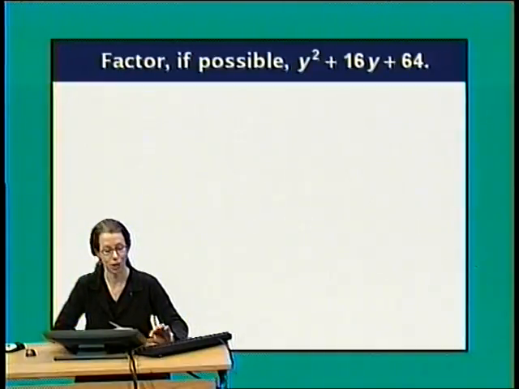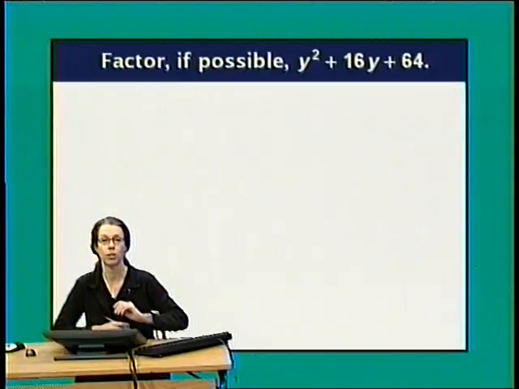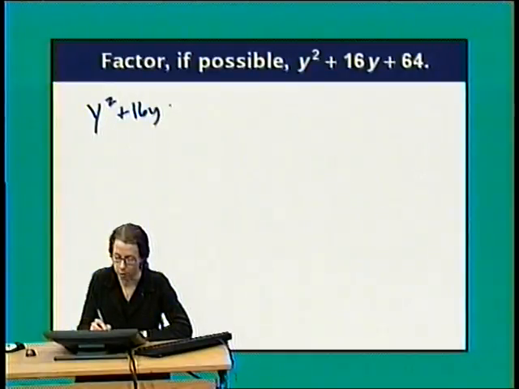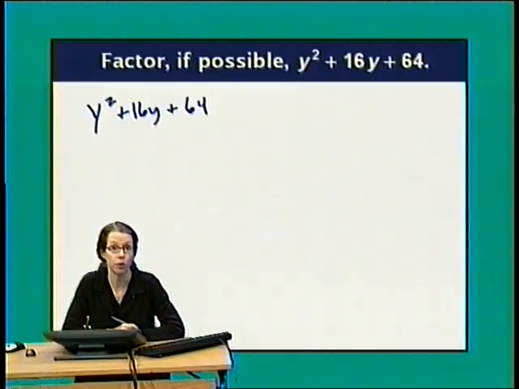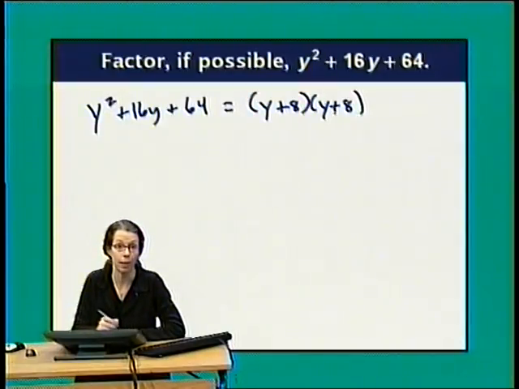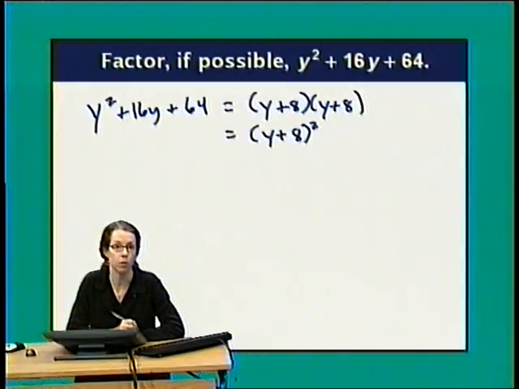The first thing we want to do is check to see if there are any factors common to the three terms. Well, in this case, the only factor common to the three terms is 1. Don't have to worry about that here. We just need to sit down and start factoring this trinomial. So what I'm looking for in this case are integer factors of 64 that add to 16. That one's pretty easy. 8 times 8 is 64. 8 plus 8 is 16. So this will factor into y plus 8 times y plus 8. And I can write this as y plus 8 quantity squared. Both of these representations are factorizations of the trinomial.